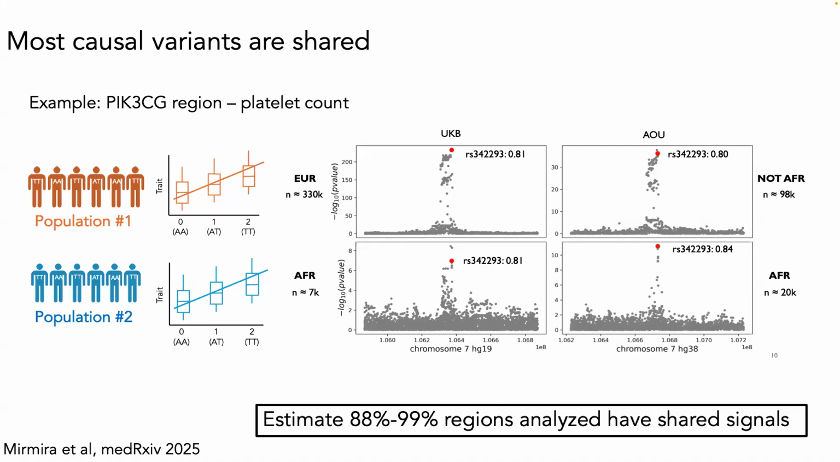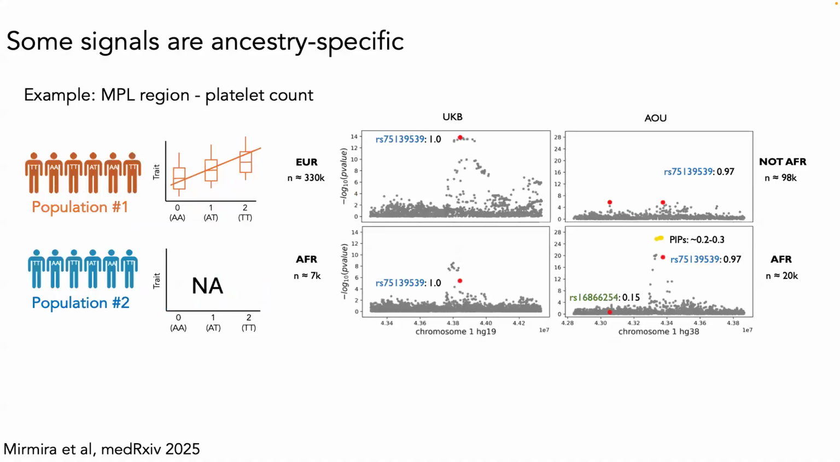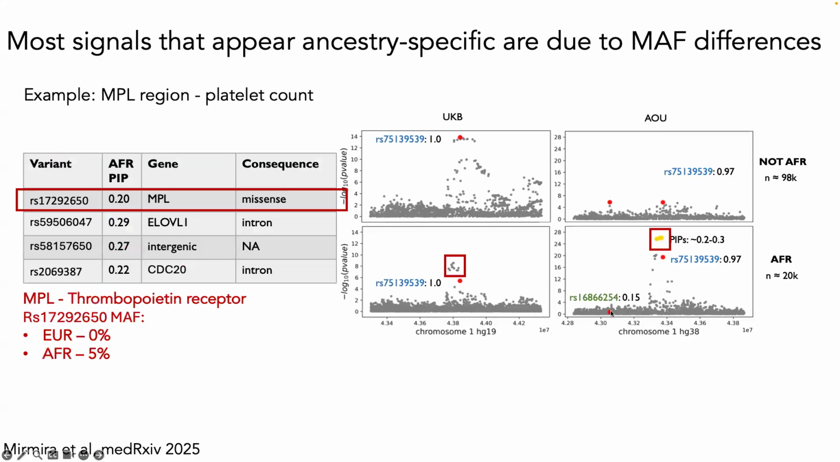So most of the things are shared, but the examples where they're not shared are also really interesting to dig into. Some signals are ancestry specific, and here's an example of one ancestry specific signal. And it gets kind of a little complicated because there's multiple different causal variants going on. This is a locus that's associated with platelet count. But I'll draw a box around one group of variants that was only coming up as a credible set associated with this trait in the African samples from each of the different cohorts.